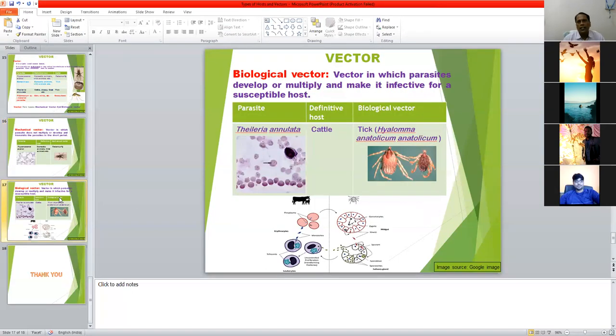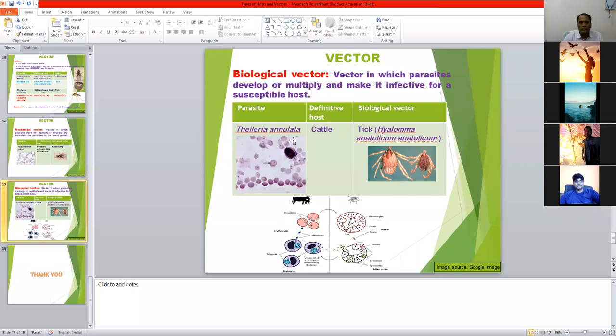Then another type of vector is the biological vector. As the name indicates, biological means development of the parasite occurs inside the body of the vector.